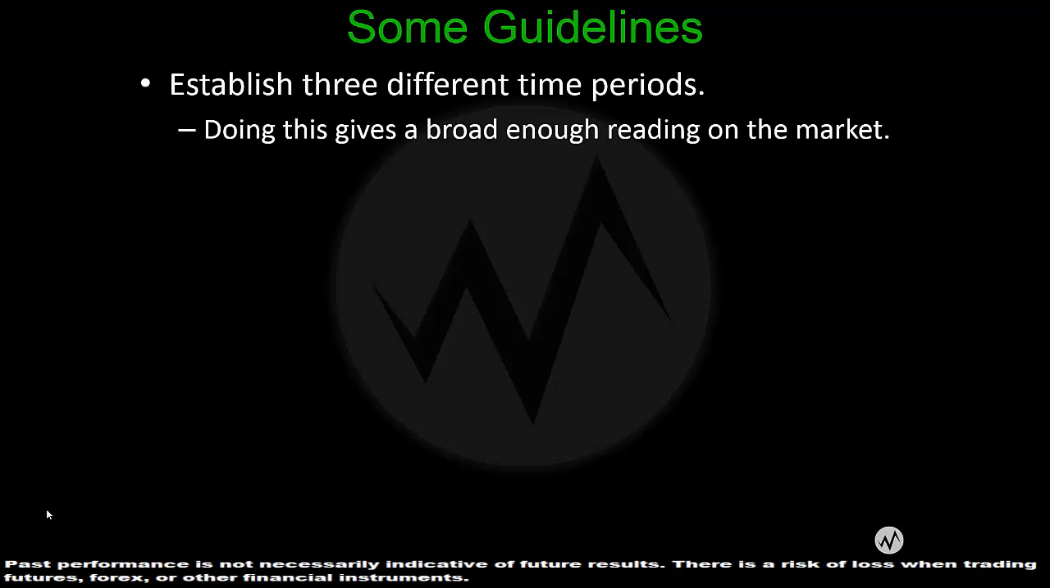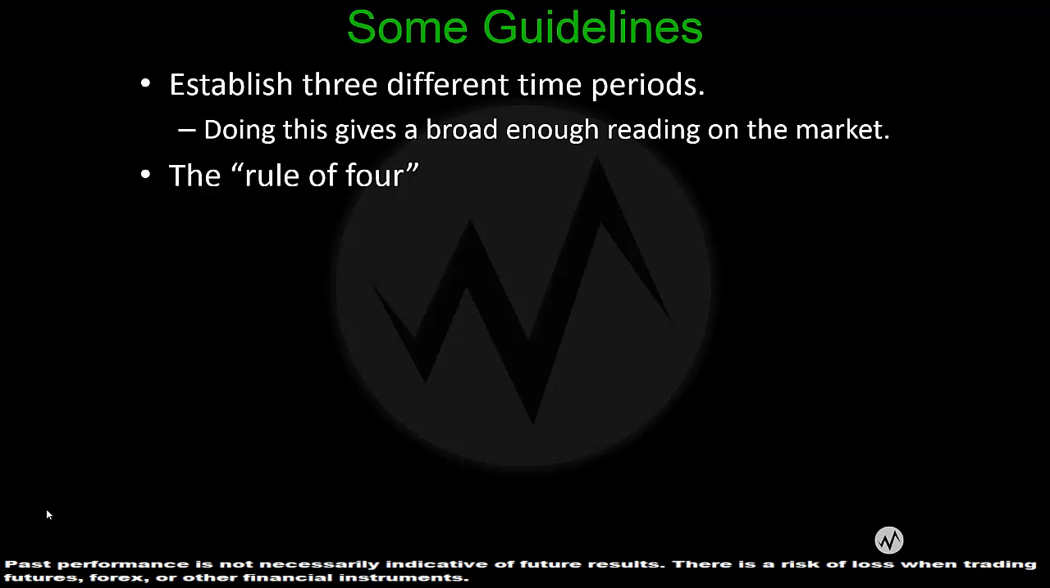What you want to do, for the most part, is establish 3 different time periods. By doing this, it'll give you a broad enough reading on the market. As with most things in any industry or market, there are always rules and guidelines to follow, which I will talk about here. But at the same time, as you become more experienced, you can still follow some of these guidelines but also branch away from them. Once you start getting an understanding of the markets, it's a lot easier to break out of the different guidelines here.